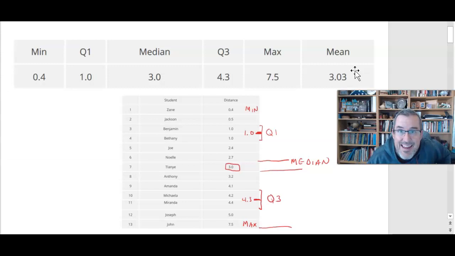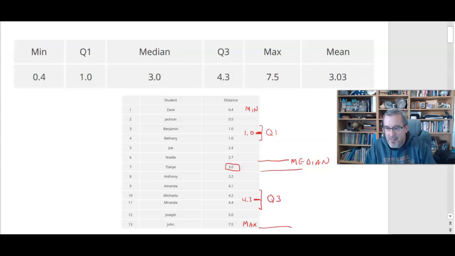What does this mean? And I hope you've got this deep in your soul. The mean is, if every student, it's a big old if, the mean is this hypothetical: if every student lived the same distance from school, every student would live 3.03 miles from school.